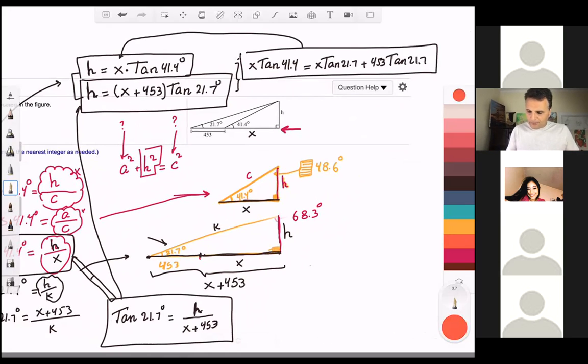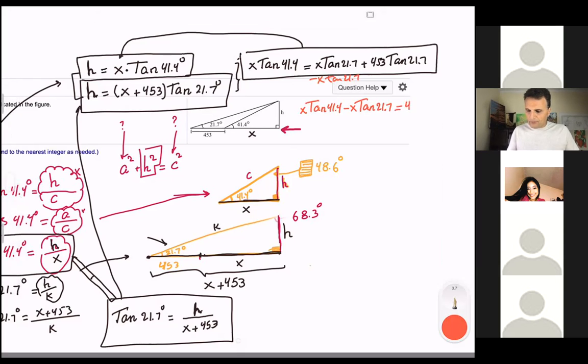So I'm going to subtract X tangent of 21.7 from both sides. Both sides will be X tangent of 41.4 minus X tangent of 21.7 equal to 453 tangent of 21.7.